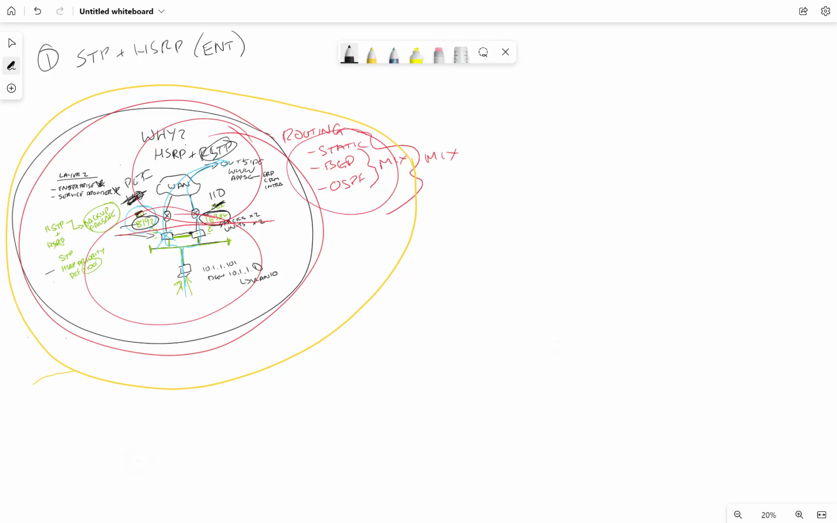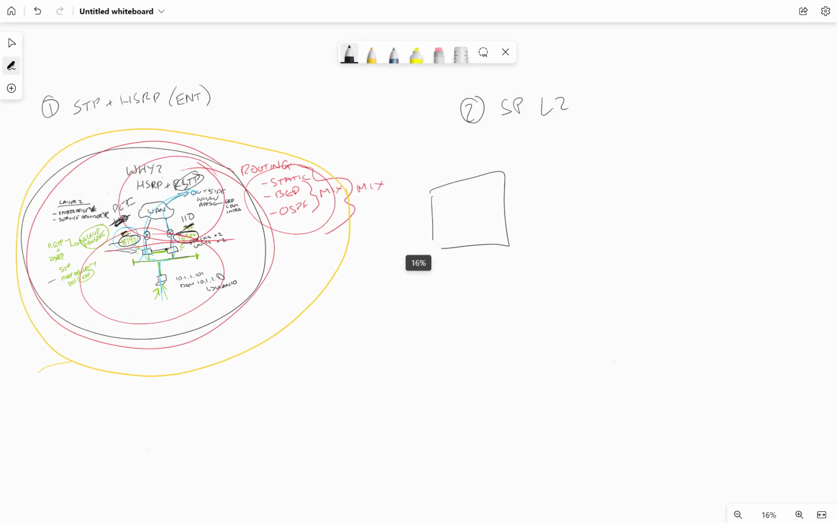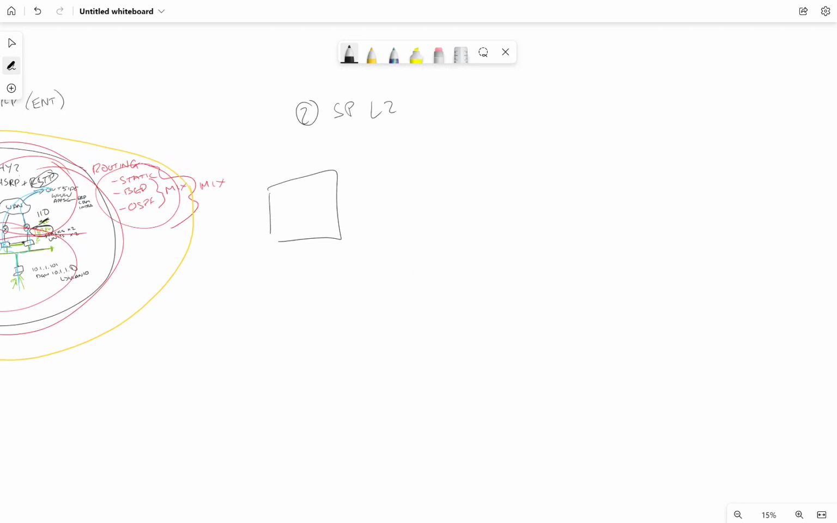The next scenario that I'm going to talk to you about is, let's say you have a service provider core network. So scenario 2, SP L2. And in this service provider network, we have 3 data centers. A big data center down here, or HQ, or main, we'll call that. And then we'll have data center 1 and data center 2.